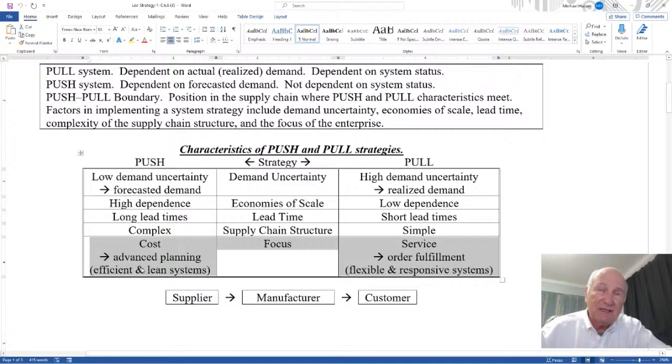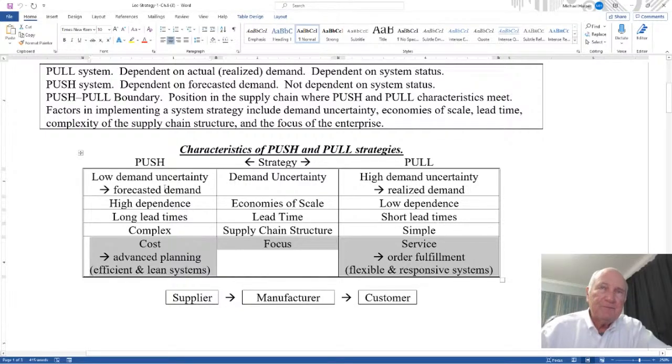And we'll look at this in the second half of the course. We'll start with lean supply chains and efficient supply chains. On the service side, though, since you're responding to realized demand, short lead times, the service then becomes a focus, with order fulfillment as the metric. And then those are flexible and responsive, or agile supply chain systems. And so we'll look at these kinds of systems.